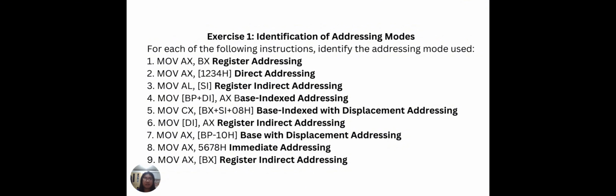Next is the mov CX, [BX+SI+08H]. This one is a base index with displacement addressing because the effective address is calculated using a base register BX, an index register SI, and the displacement 08H. The value from this address is moved into CX. The next code is mov [DI], AX. This is a register indirect addressing because the address for the memory operation is provided by the DI register. Data from AX is stored at the memory location pointed to by DI.